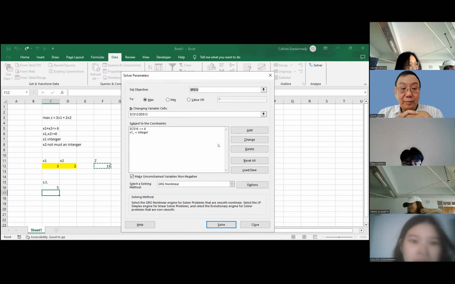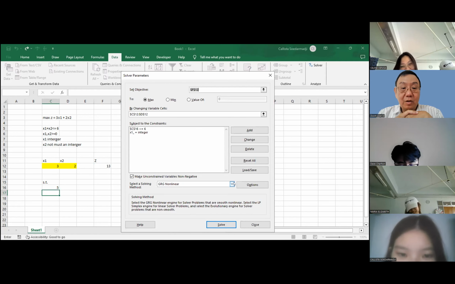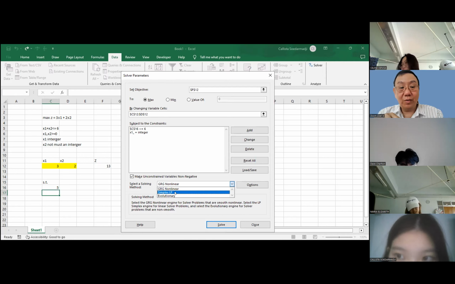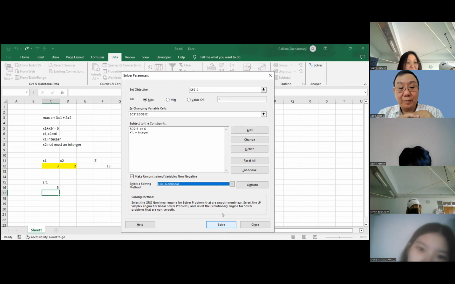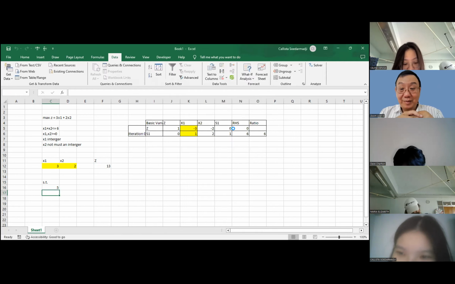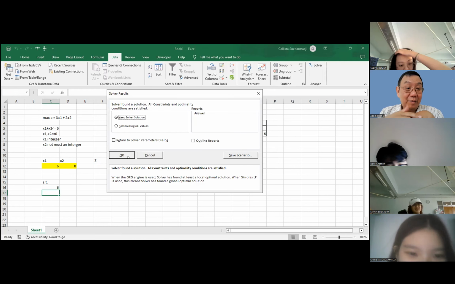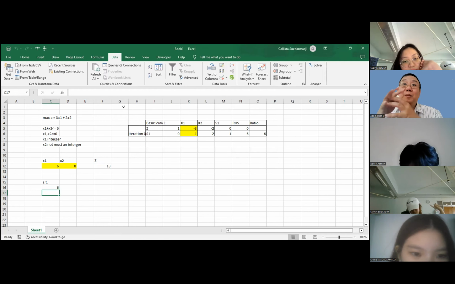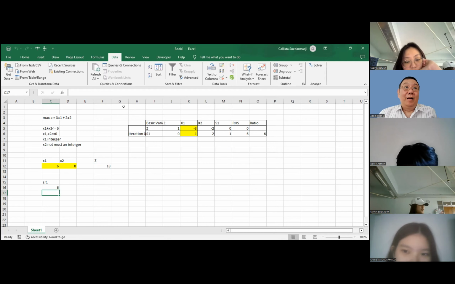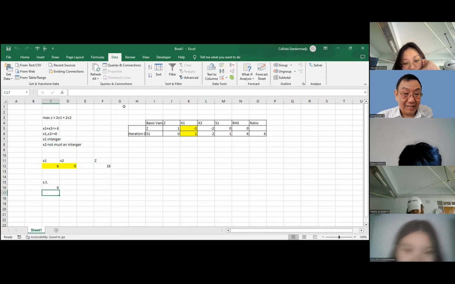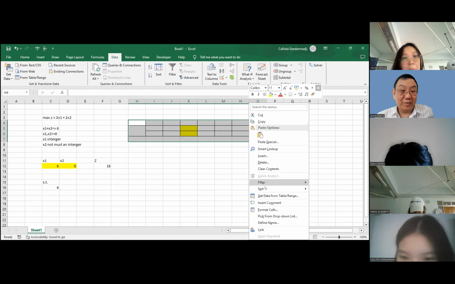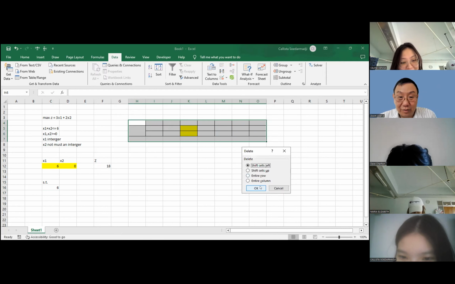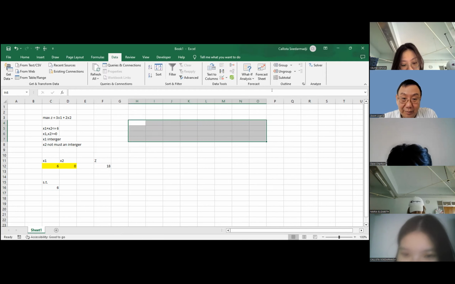And then solve. The GRG nonlinear is fine. Just click solve. Then you get the solution with 6 and 0. Okay, that one you remove. Clear content.